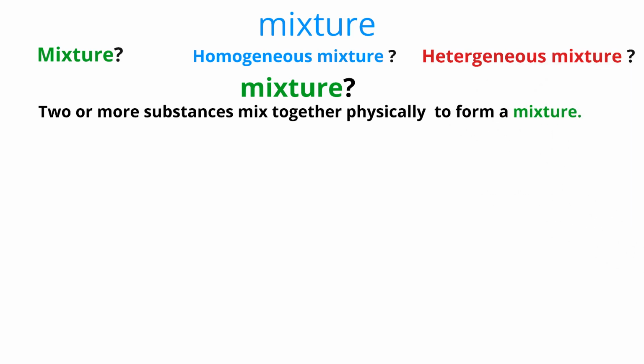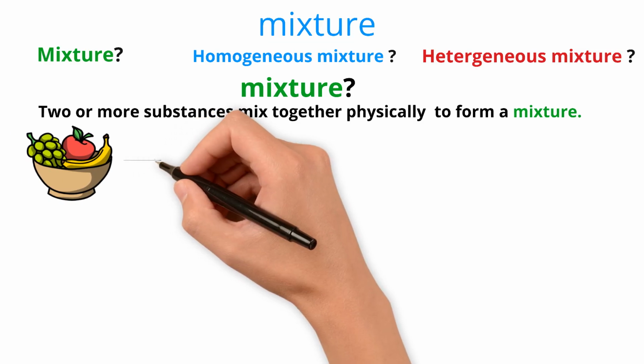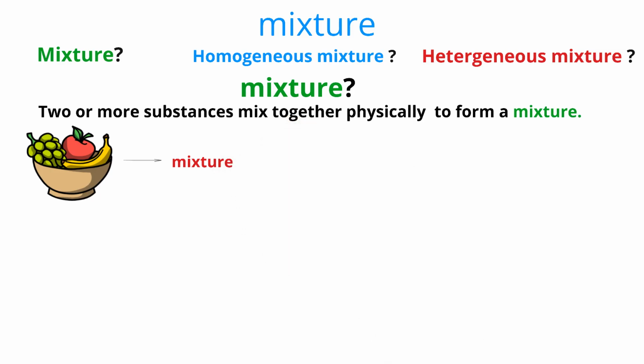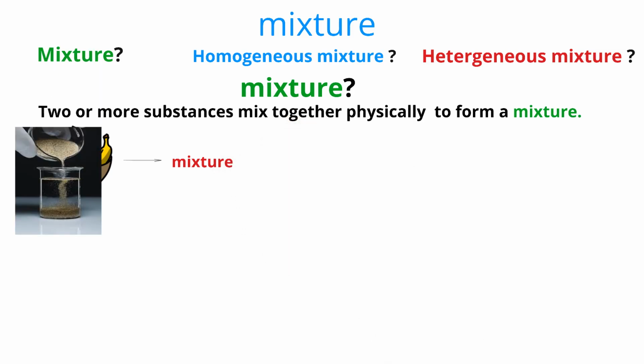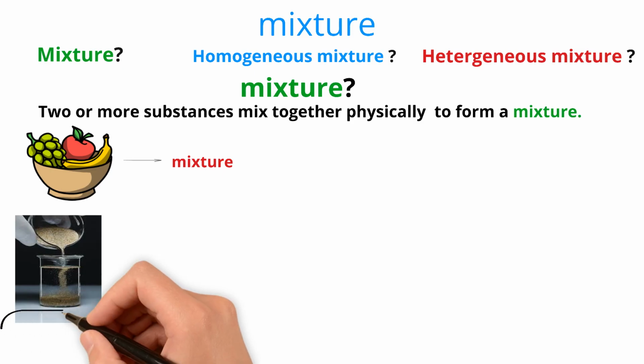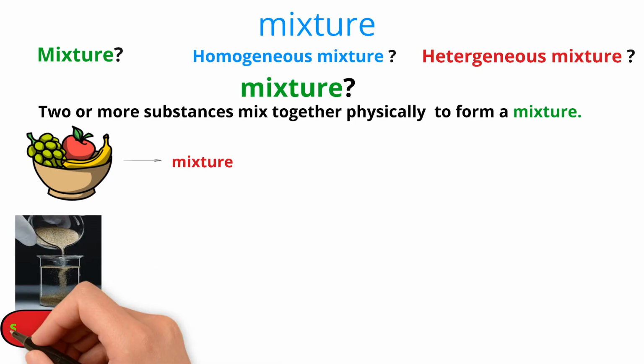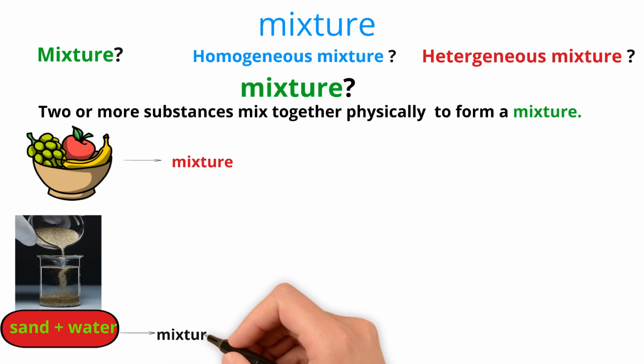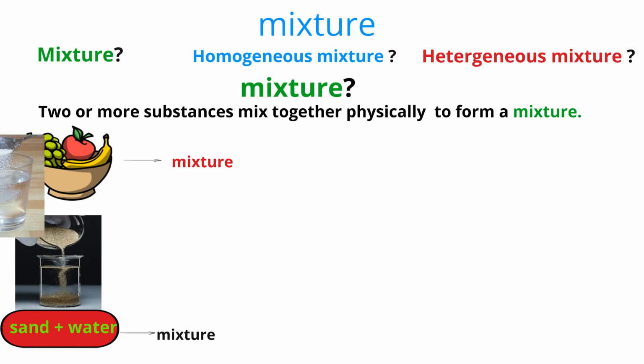Two or more substances mixed together physically form a mixture. Example, look at this. It's a combination of different fruits. Therefore, it forms a mixture. Now, let us add sand to water. Finally, we form a mixture. This mixture is a combination of sand and water.